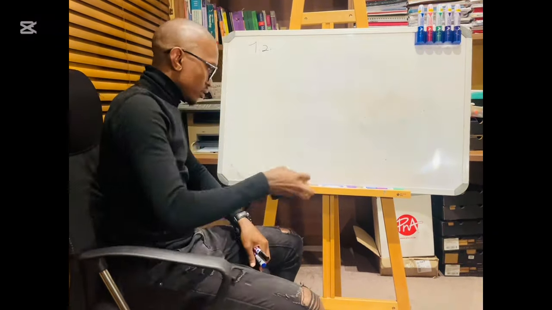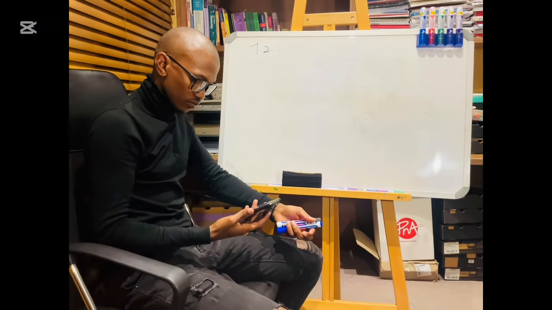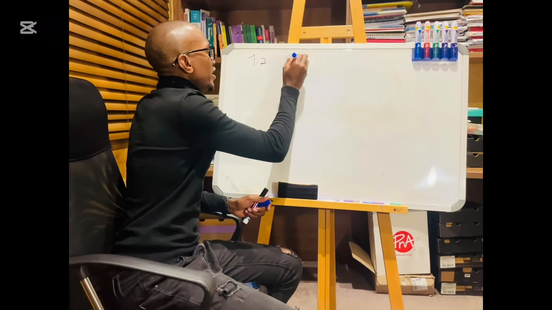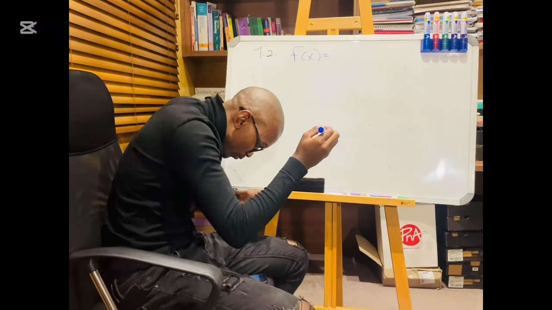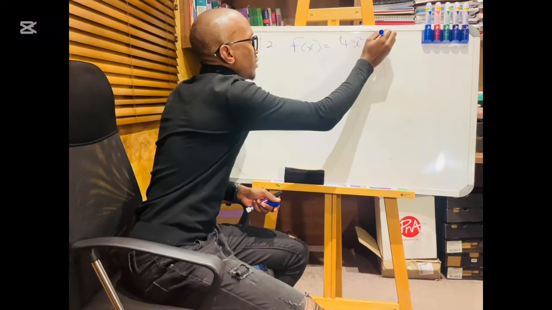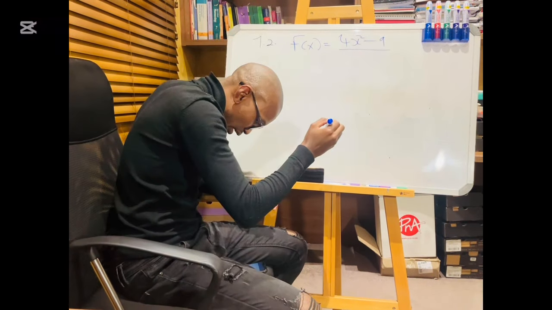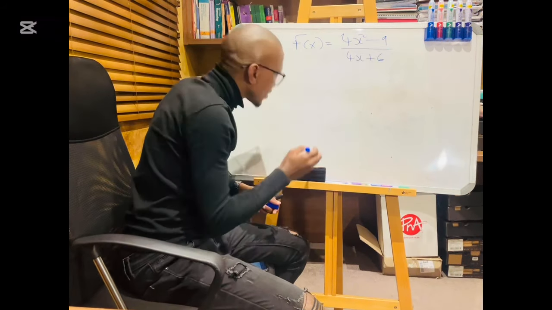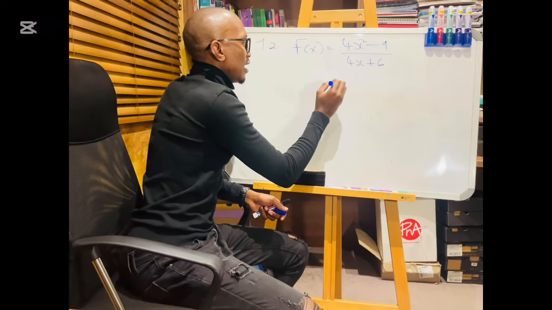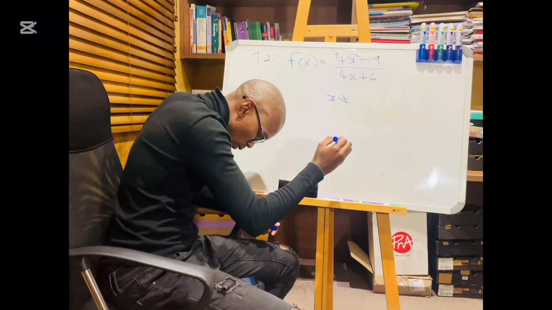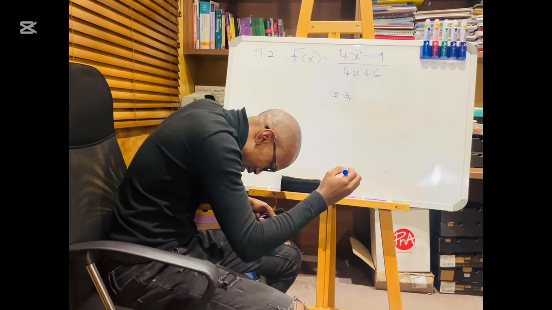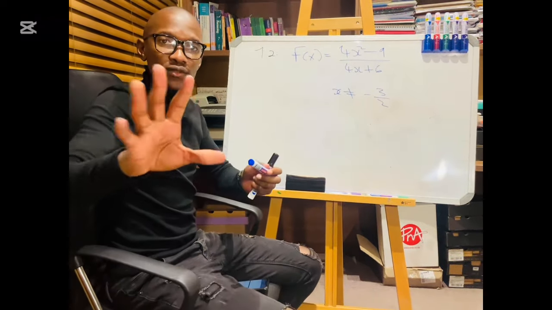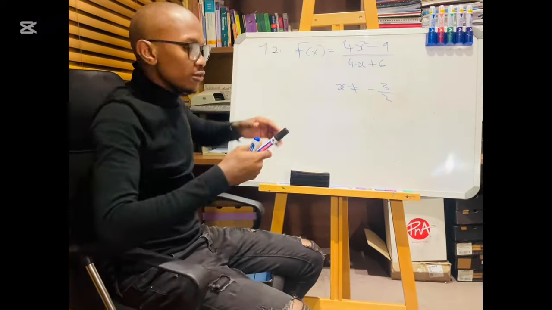Okay, the last problem. You are given f of x equals 4x squared minus 9, all divided by 4x plus 6, and x must not equal what? Minus 3 over 2. Right, guys. They're saying to you, find.